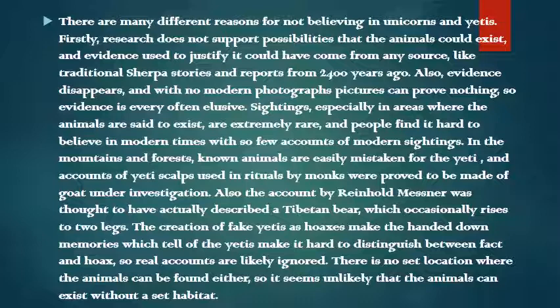Firstly, now please note that this answer was written by a student and it has not been doctored or corrected, so please bear with the grammatical mistakes and errors that you can find there. Firstly, research does not support possibilities that the animals could exist, and evidence used to justify it could have come from any source, like traditional shepherd stories and reports from 2,400 years ago. Also, evidence disappears, and with no modern photographed pictures, error, can prove nothing.